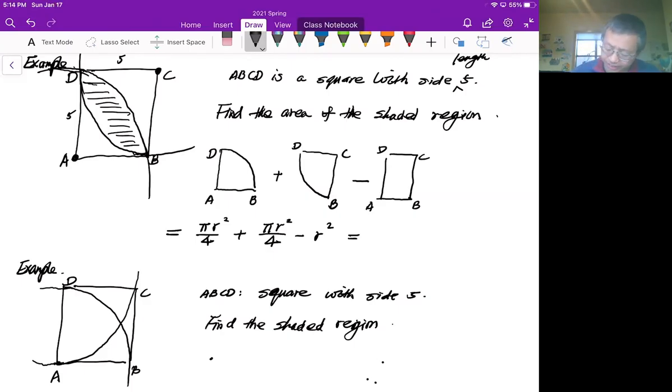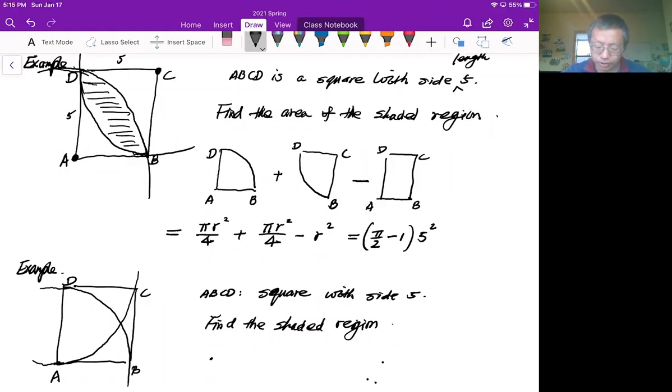So let's see. It's just pi over 2, right? Times 25, where I moved the r square out, which is 5 square. So that's basically the answer here. Am I correct? Looks like yes, right? Okay. So move the 25 out. So that's the answer here.